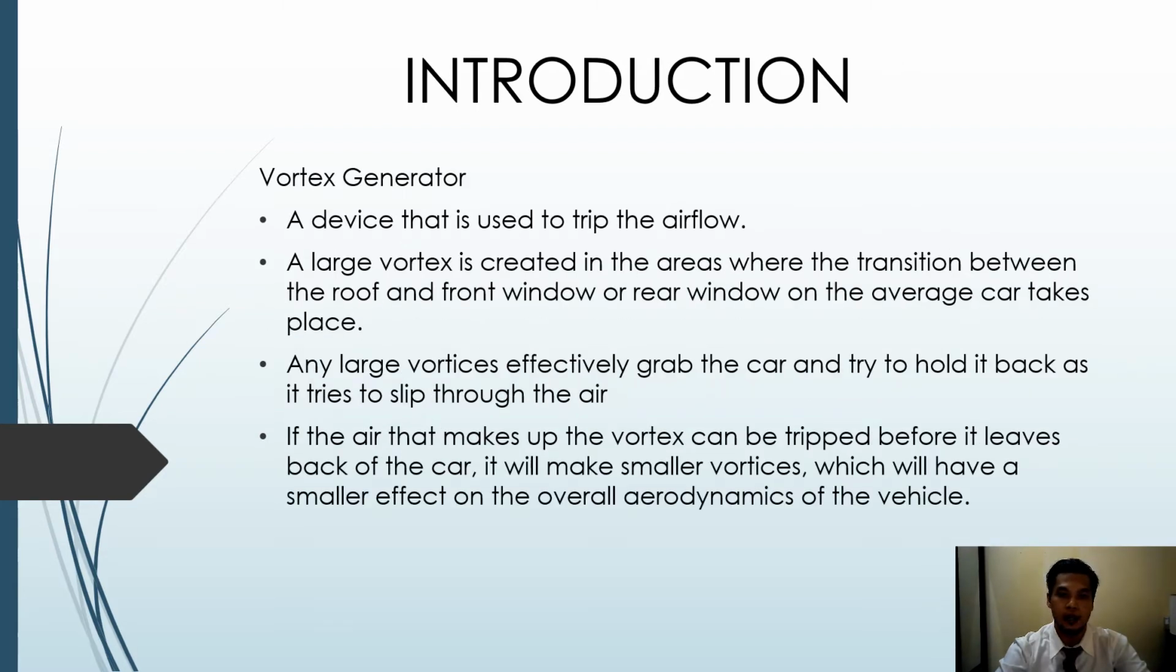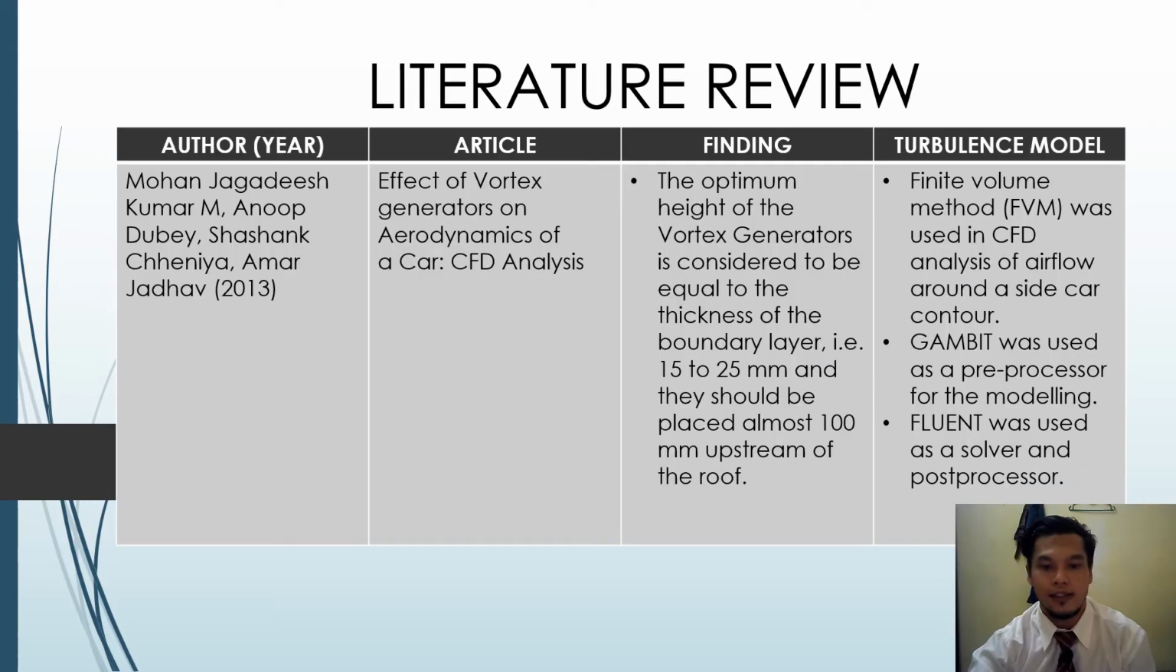From the previous explanation, how could we actually measure the drag coefficient? There are a few options available in this study field. One of them is the passive flow control method, where it uses a vortex generator to trip the airflow before it leaves the back of a car. Literature review is done to retrieve the information regarding this project. For example, the finding and the simulation process of the article as shown here.